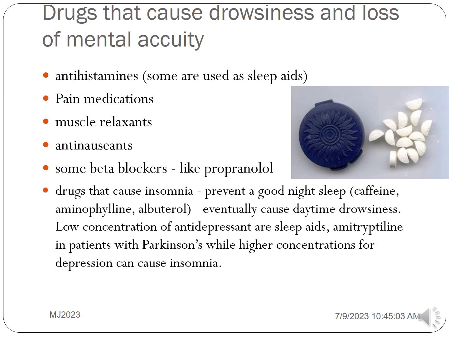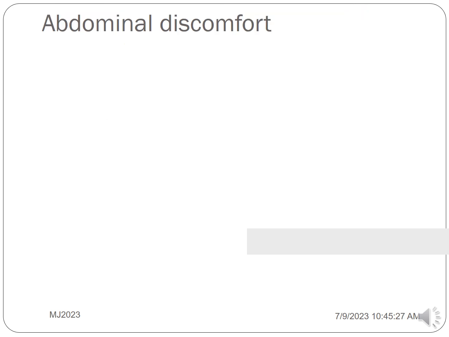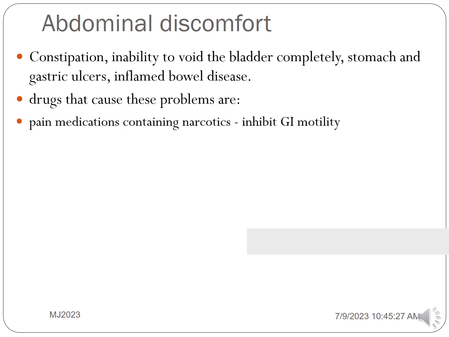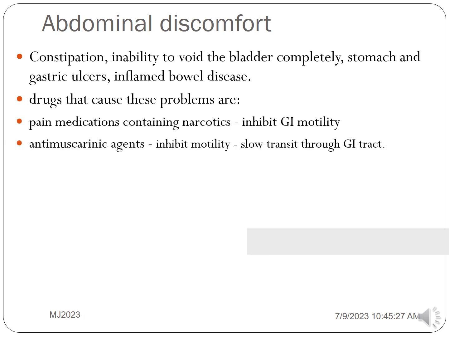Drugs that cause insomnia, for instance, caffeine, aminophylline, albuterol. Examples of drugs that can cause abdominal discomfort: when they have abdominal discomfort, normally they complain of constipation or inability to void the bladder completely, stomach and gastric ulcers, and inflamed bowel disease.